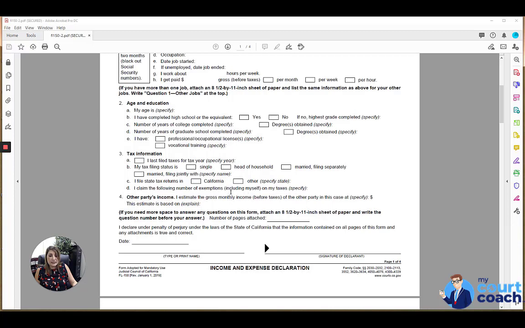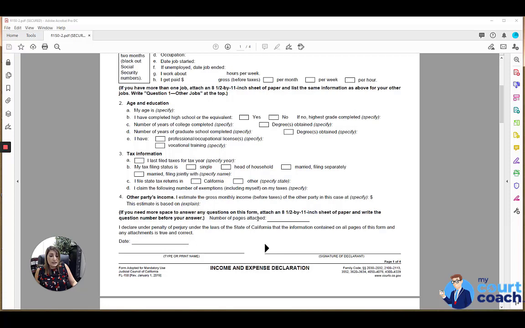3D, you're going to list the number of exemptions you claim. You're always going to claim at least yourself, so this number should not be less than 1. But if there are other exemptions, then you add that to the 1. Line 4, you're going to list your estimate of the other party's income, their gross income again, and it should be a monthly amount that you're listing, not an annual amount. And then below that, you're going to explain what your estimate is based on.